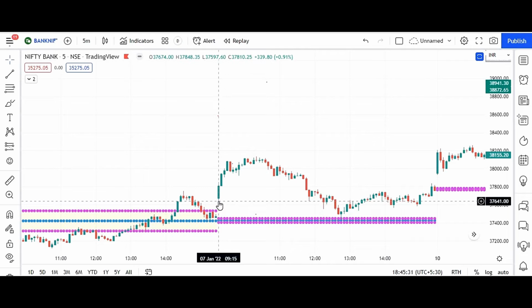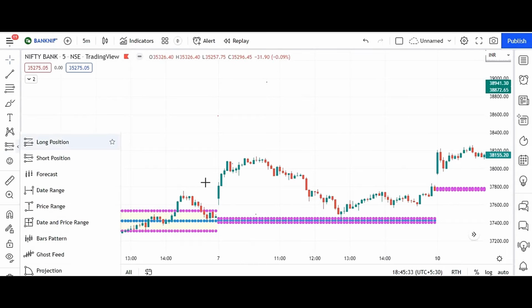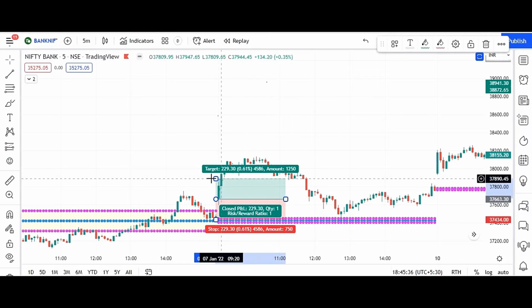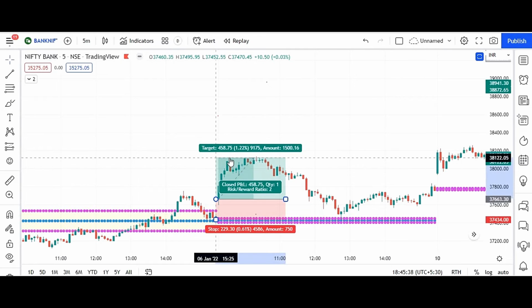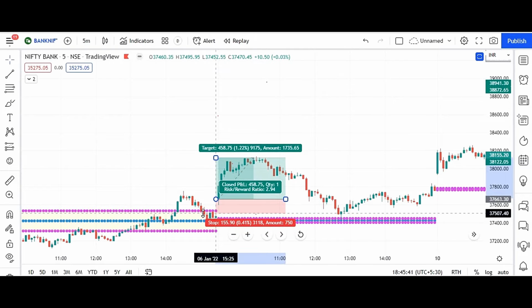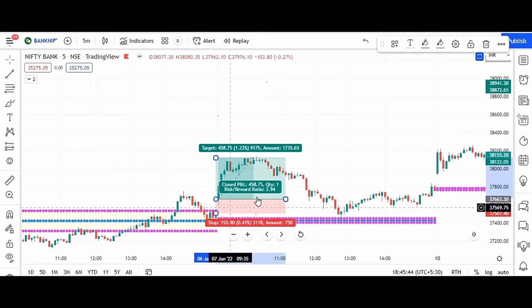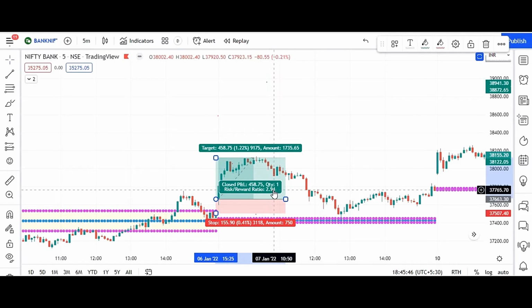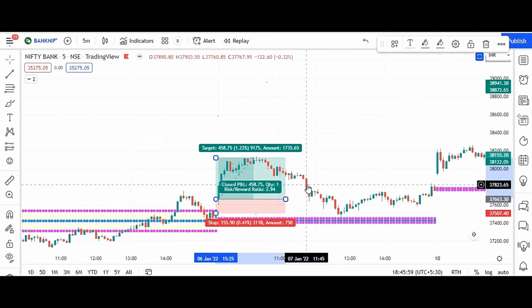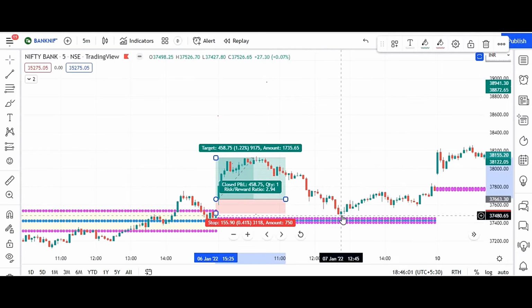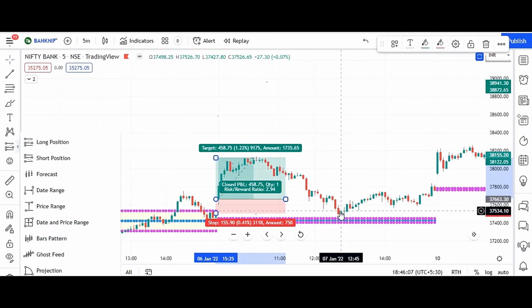If you entered here, you might have made some money straight away. Stop loss should be just below this top central pivot, and you would have made at least some 1:2 at least. This is a 2.94 risk reward ratio trade. You would have made some 1:2 at least. Even if you lost some 0.94 on SL, you might have made like some 1:2 if you entered here. If you wait for an opportunity here, you can take an entry on this candle.